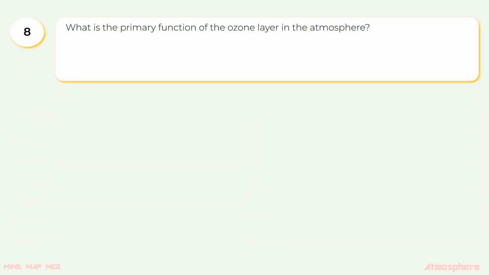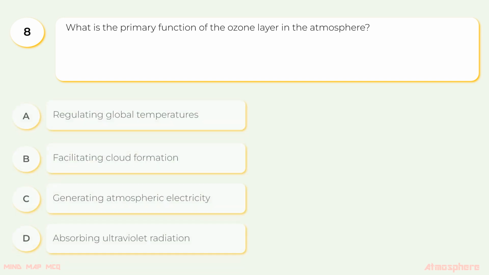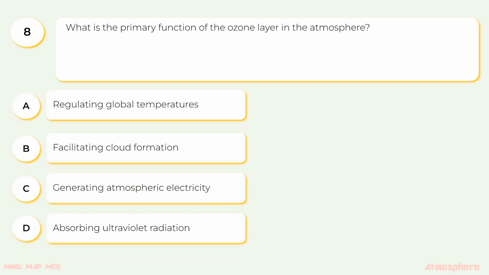8. What is the primary function of the ozone layer in the atmosphere? The options are A. Regulating global temperatures, B. Facilitating cloud formation, C. Generating atmospheric electricity, D. Absorbing ultraviolet radiation. The correct option is D.